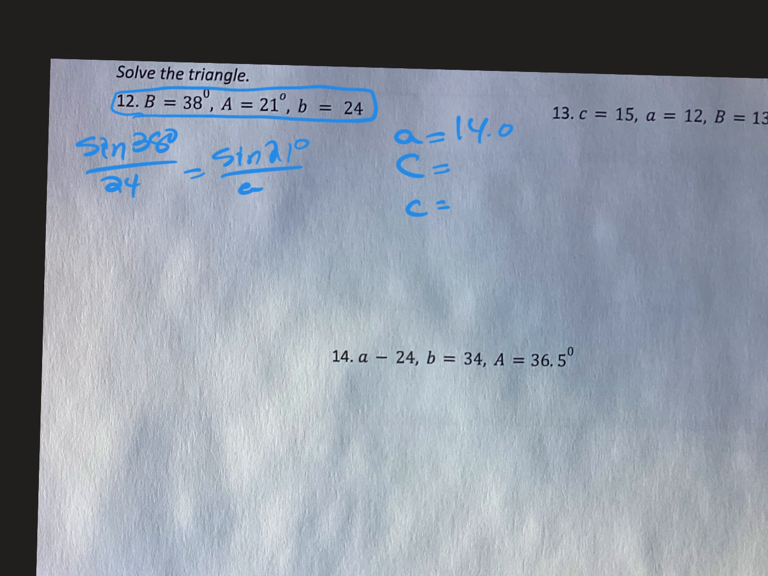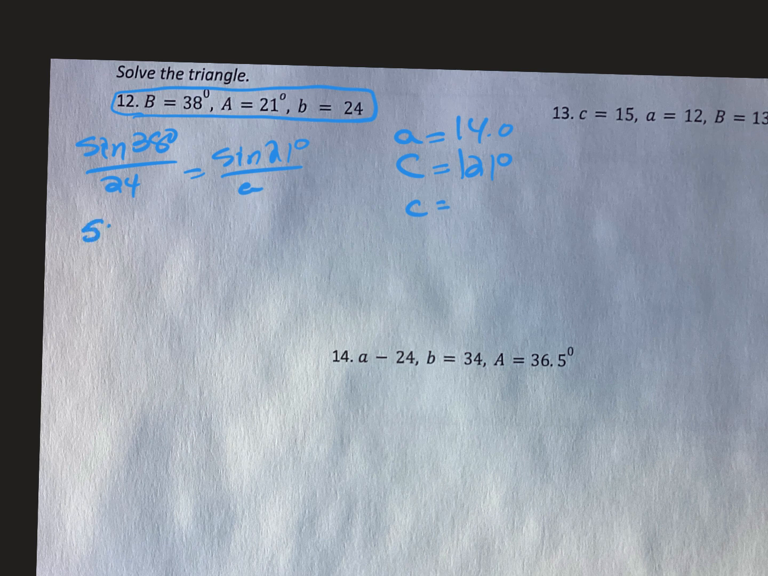So we'll keep going. I need to find big C next. Now, because I know big B and big A, I'm just going to subtract those two from 180. I'm going to do 180 minus 38 minus 21. And that leaves me 121 degrees, so that's C.